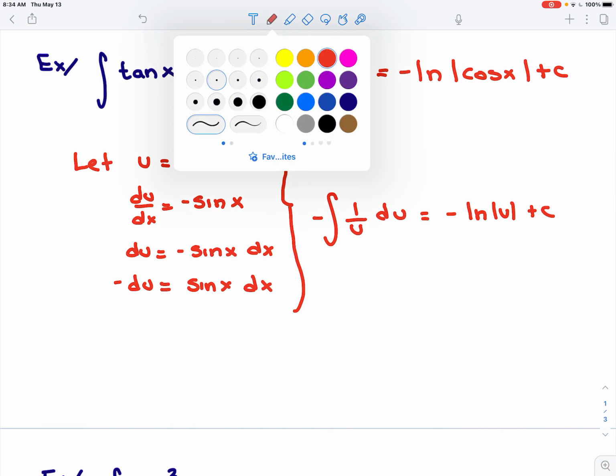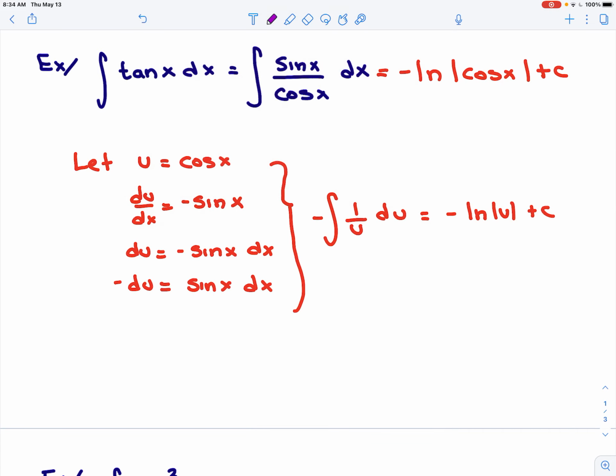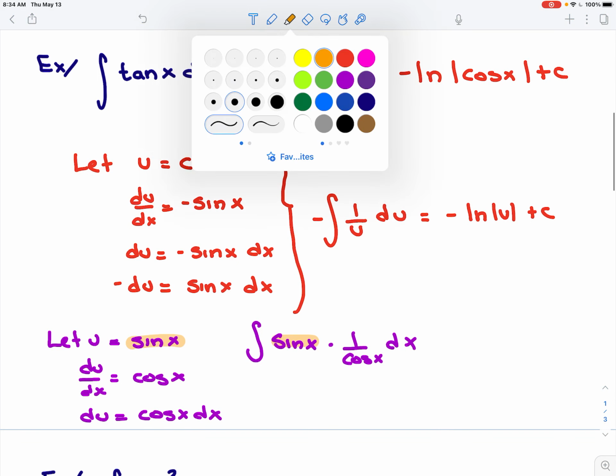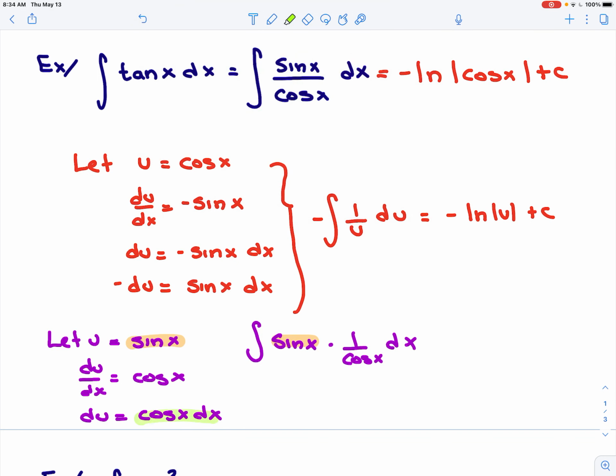Okay, so I'm just going to show you quickly what I mean if I had let u equal sine x. What would have happened? I would have got that du dx is equal to cos x, and then du is equal to cos x dx. But in the question, what I really have is sine x times 1 over cos x dx. So you can see, even though the sine x is there, this doesn't match this.